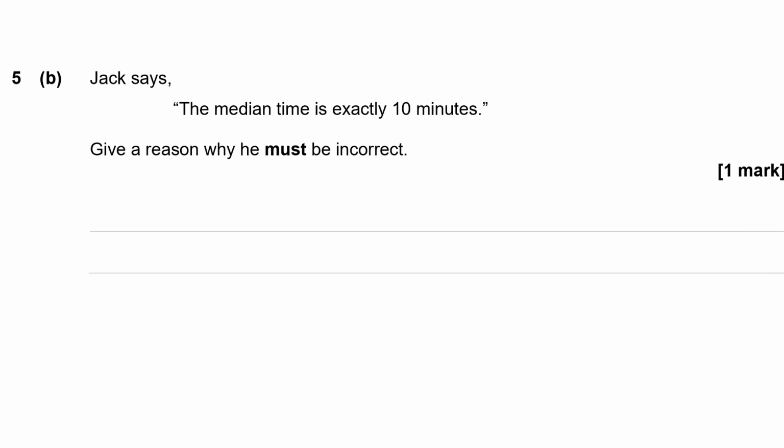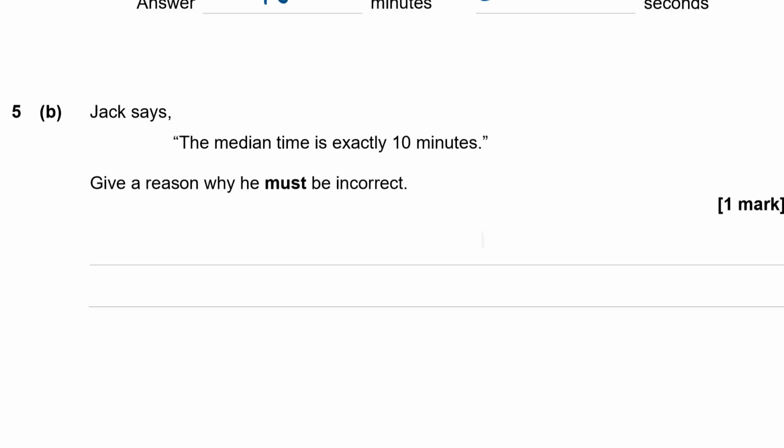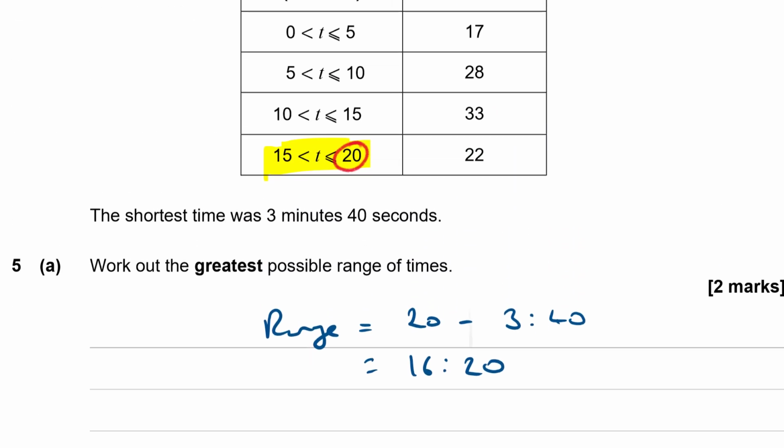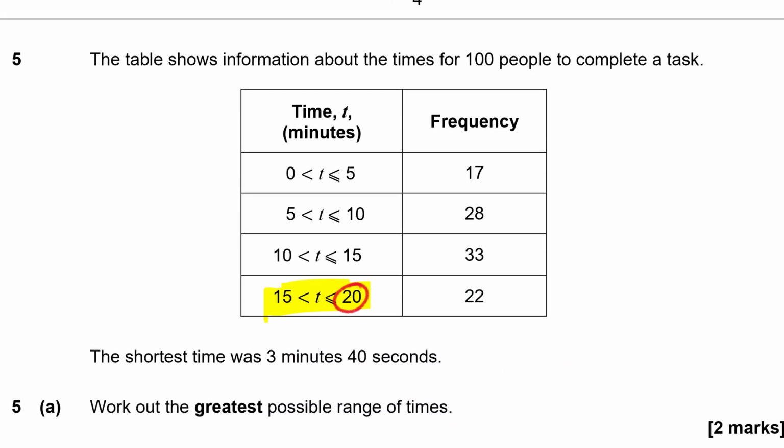Give a reason why he must be incorrect. The median time is exactly 10 minutes. Well, the median value is the time taken by the middle person, and if I've got 100 people, then the middle person is going to be 101 over 2, isn't it? It's the 50.5th person. So where do they lie in the data set?